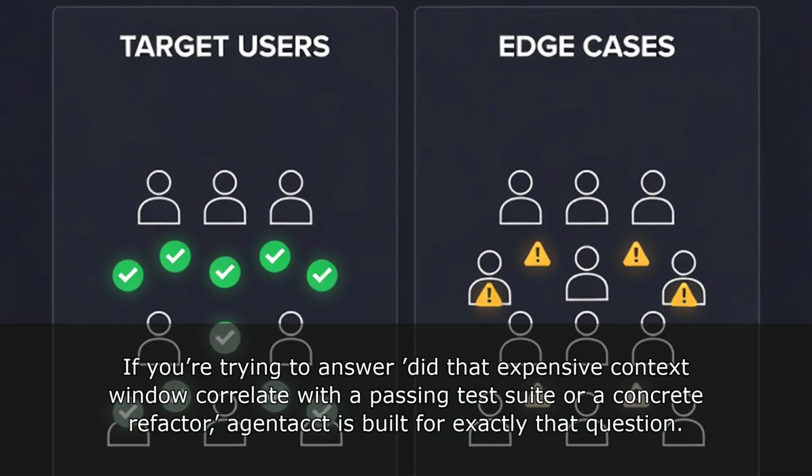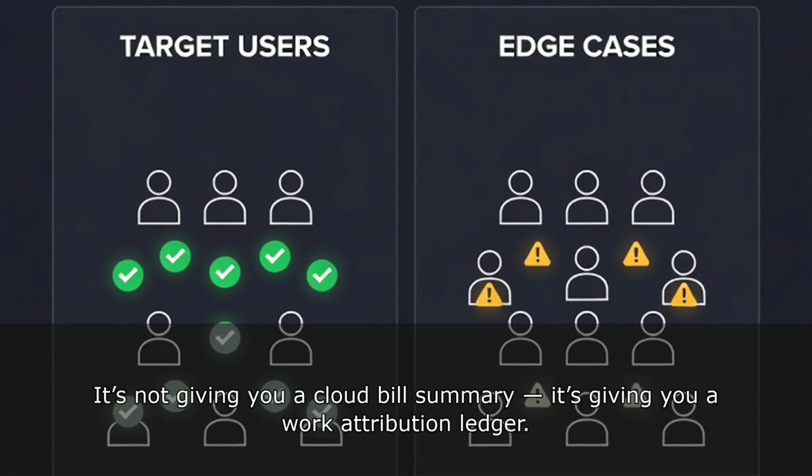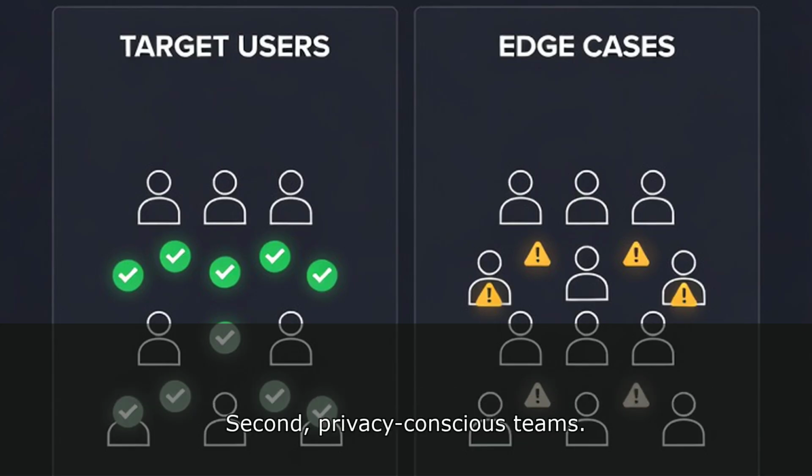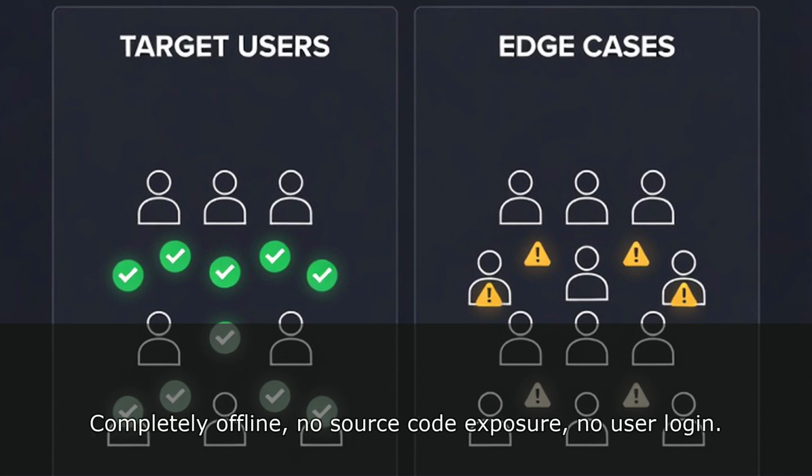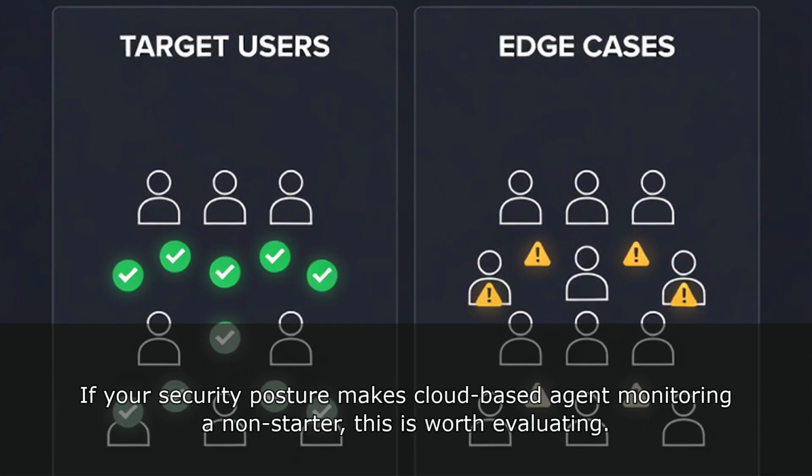Second, privacy-conscious teams. Completely offline, no source code exposure, no user login. If your security posture makes cloud-based agent monitoring a non-starter, this is worth evaluating. Third, workflow auditors. Anyone who needs to demonstrate that agent-assisted work actually produced verifiable outputs, not just token consumption.